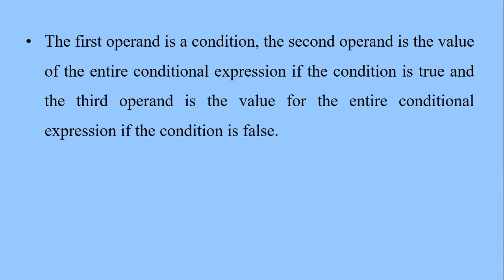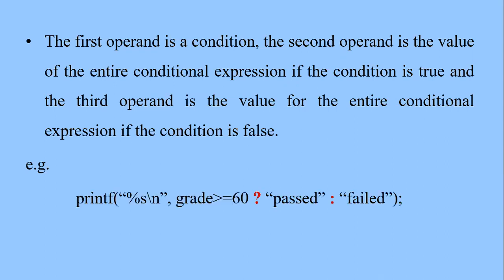The first operand is a condition. The second operand is the value of the entire conditional expression if the condition is true, and the third operand is the value for the entire conditional expression if the condition is false. For example, printf: display the content of the memory that has been declared as a string and drop one line.